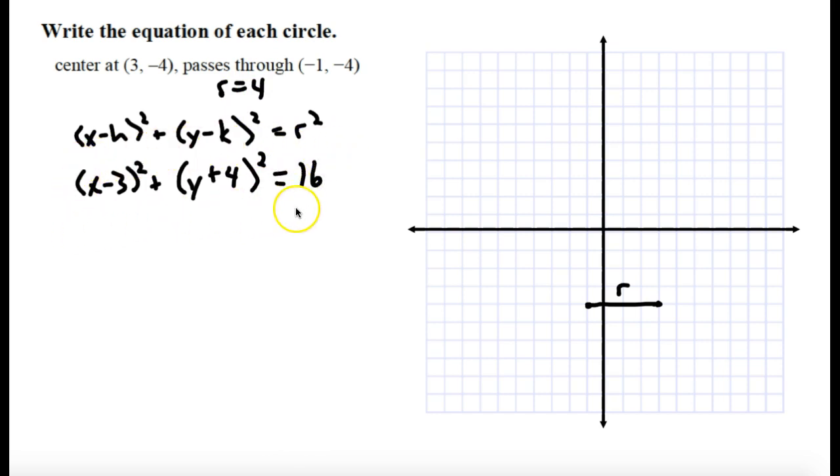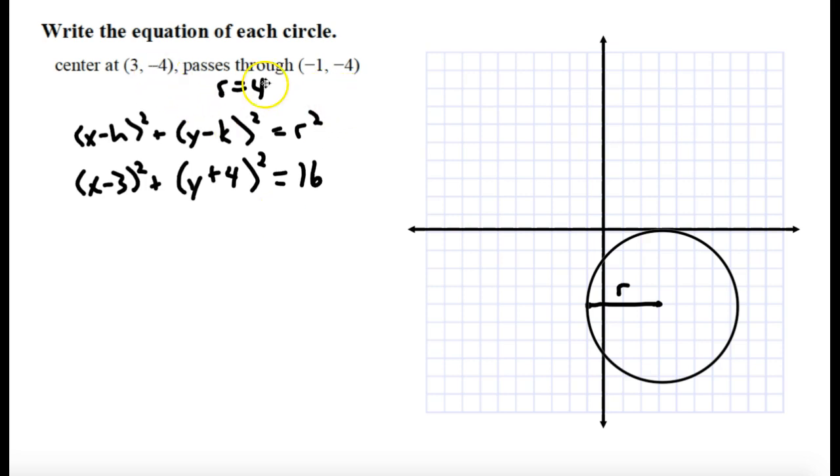So this would be the equation of this circle. And since we already have some of it plotted here, let's go ahead and actually graph the rest of that circle. So this circle would look something like this, all right? Centered here with a radius of 4. So this would be what the graph of that circle looks like, all right?